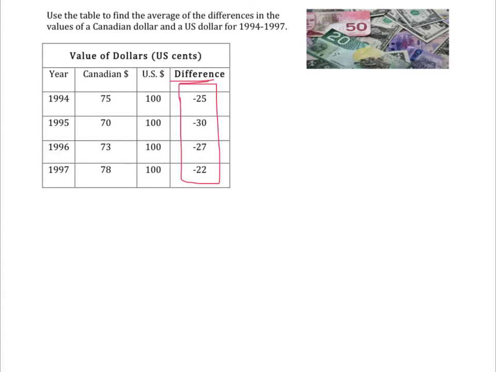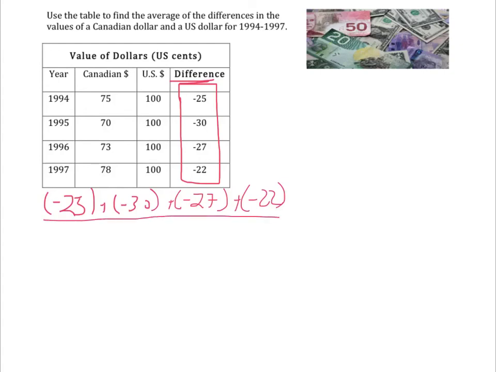So I want to add these 4 numbers and then divide by 4 in order to get the average. So I have negative 25 plus negative 30 plus negative 27 plus negative 22, all of that divided by 4. And when I add these together using the rules from previously, I would get negative 104 divided by 4. So here I have a negative divided by a positive.